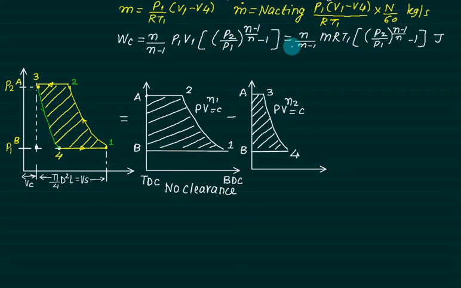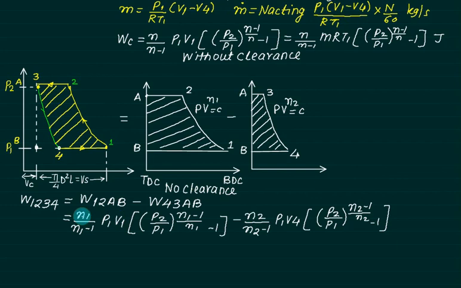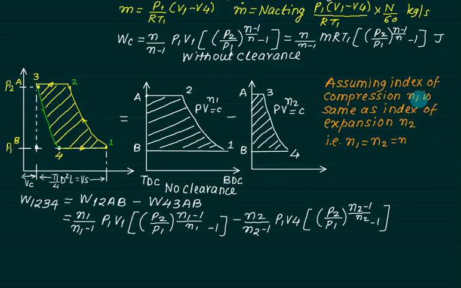We will try to find out the equation with clearance, which is the area of this figure minus the area of this figure. Both these figures represent without clearance, so we can calculate the areas. The work done 1, 2, 3, 4 is given by 1A, 2B, 4, 3, AB. This equation we can write from the earlier equation, and we just have to substitute for n1, n2. We will assume here, since this equation cannot be solved otherwise, that n1 and n2 are the same index.